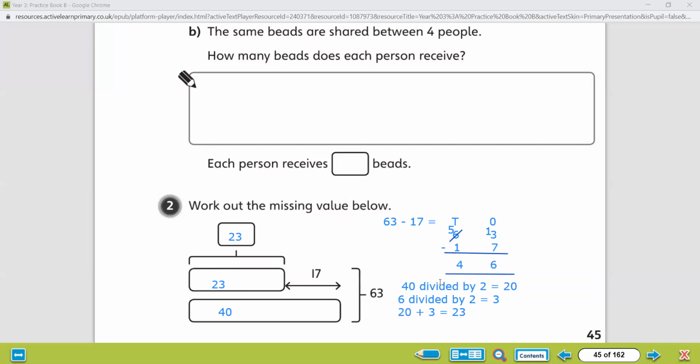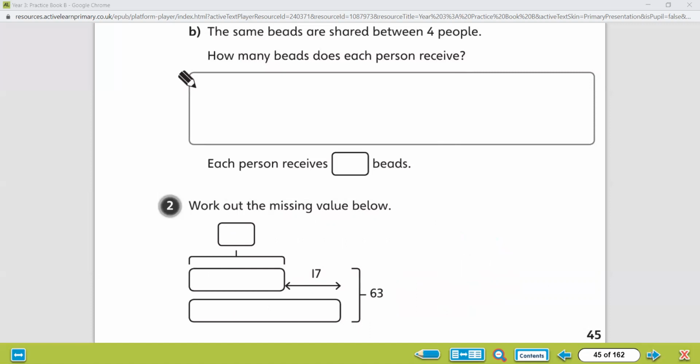Don't worry about question 2. It's a horrid question. Okay, I'm going to move on now.